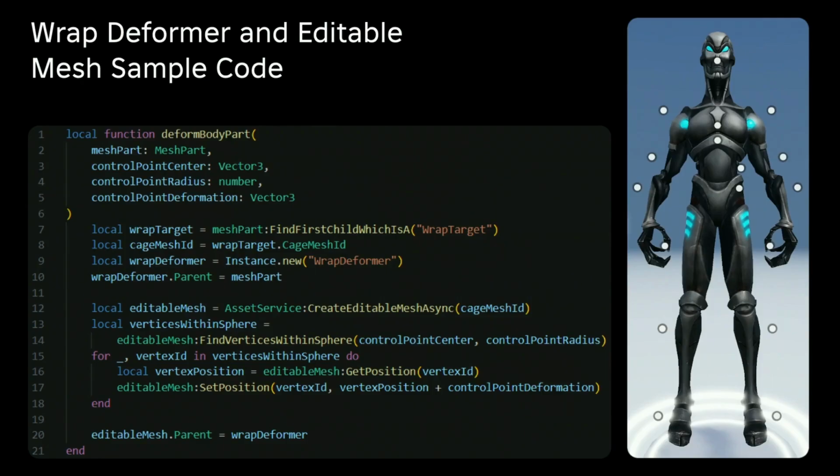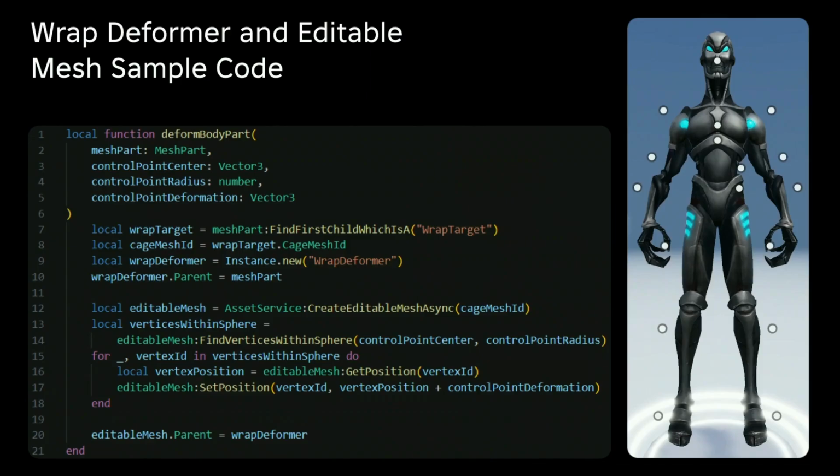Let's take a look at this example here. We have a function here called deform body part. It takes in a mesh part, that is the body part that is going to be deformed, a control point center, a control point radius, which defines the area that we are going to do this deformation in, and also a control point deformation, which is the amount of deformation that is going to be applied to that section of the body part.